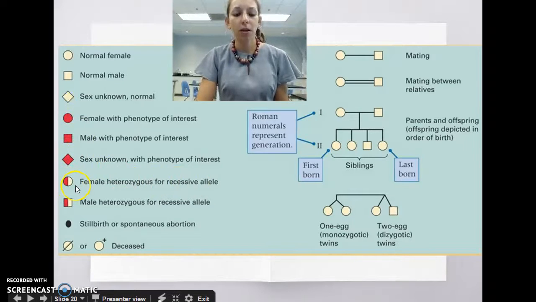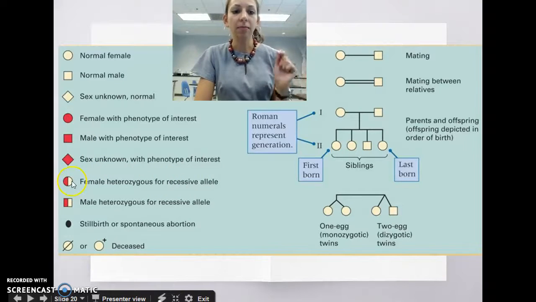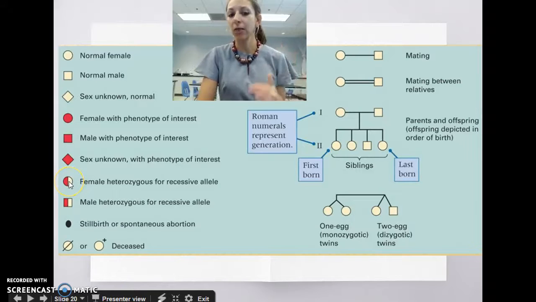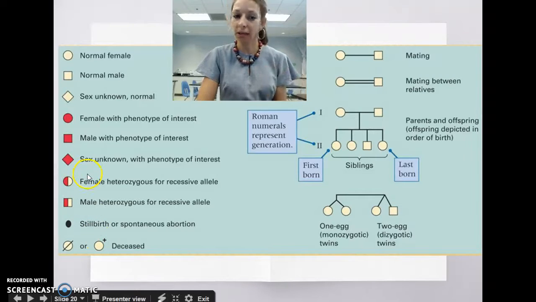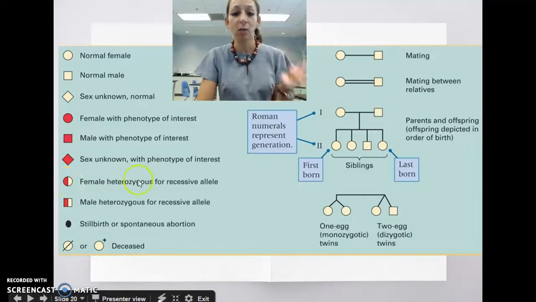Now, a key point in looking at pedigrees is sometimes if the female is heterozygous for the recessive allele, she will be half shaded. Now, this is not always the case. You can't always assume that the female is not a heterozygous carrier if she doesn't have a shade in it. So when we do pedigree problems, don't always count on this little half shade part.